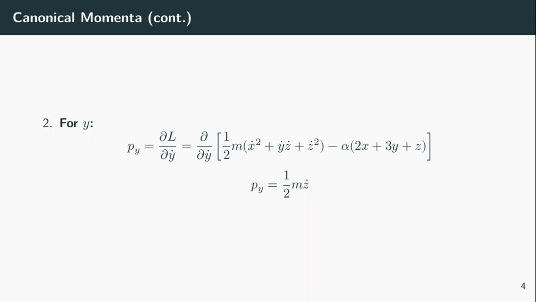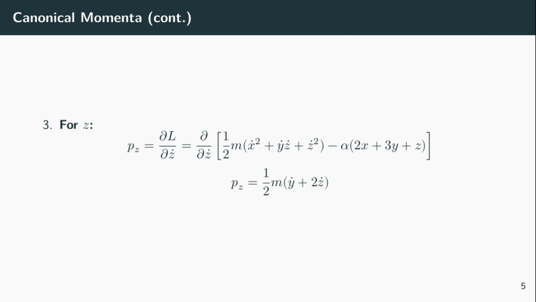Continuing with our canonical momenta calculations, next for y, we calculate p_y, the partial of L with respect to y dot. Looking at the Lagrangian, the only term with y dot is the 1 half m times y dot z dot term. When we take the partial derivative with respect to y dot, we treat z dot as a constant. So the derivative is 1 half m times z dot. Therefore, p_y equals 1 half m z dot.